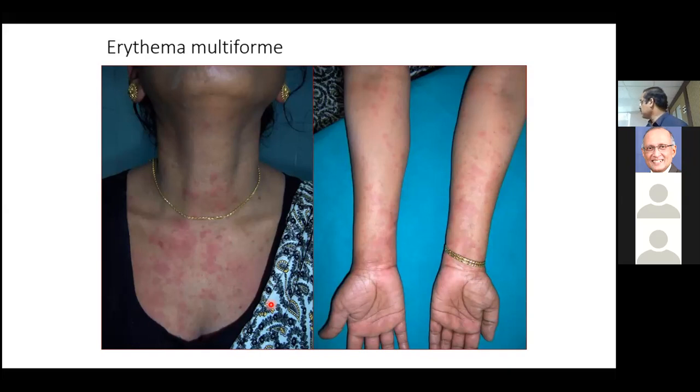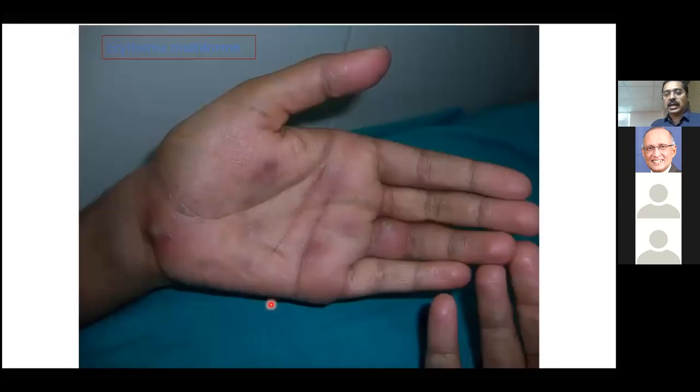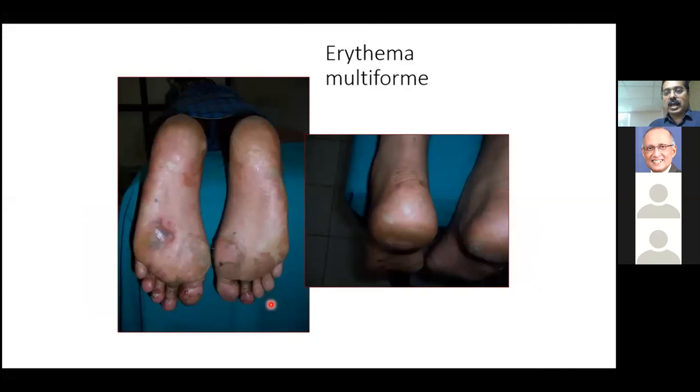Now, this is a patient with an erythema multiforme after quinolone. So she developed this sort of a rash on the neck and on the extremities. She hardly had any lesions on the trunk, but she had these lesions on the palms. So which shows that they are well-defined erythematous lesions. And some of them have become pustular. You notice that some of them have become pustular. And she also had lesions on the soles of the foot.